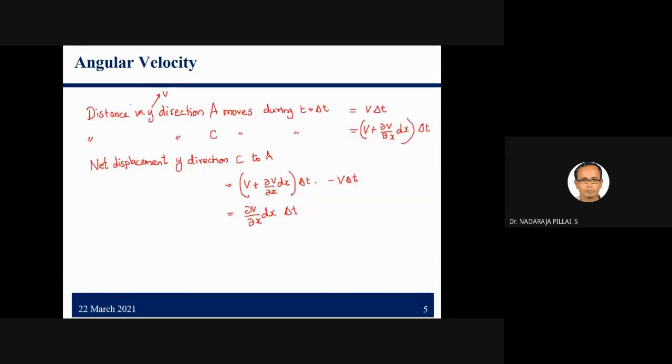Now let us write the angle theta. We have theta. So let us write tan del theta 2.